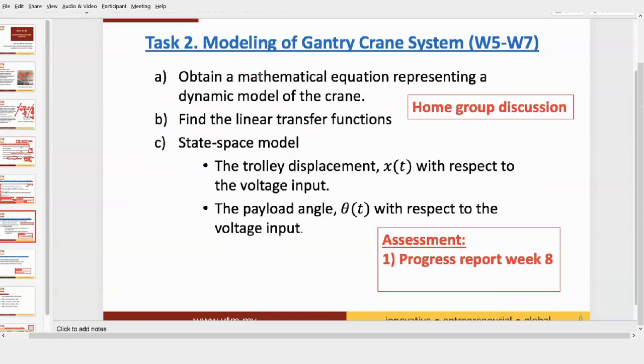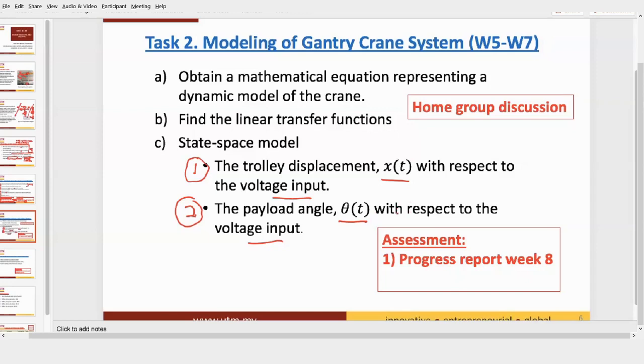Okay, test 2, modeling of the gantry crane system. A few basic models have been given in your student pack. So finally you need to get these two final outputs: the trolley displacement x(t) over the input voltage, and the payload angle theta(t) with respect to the input.